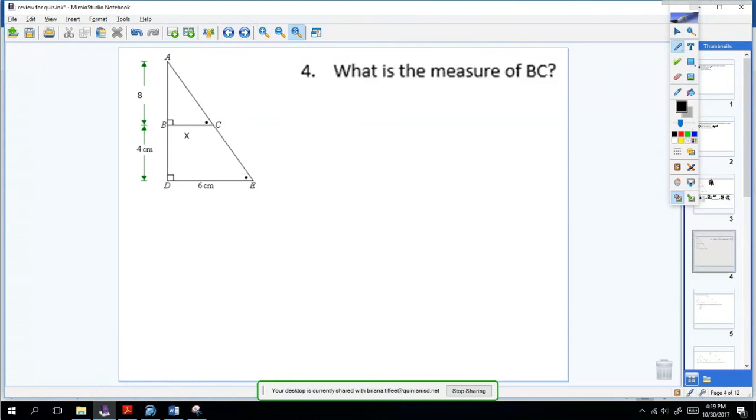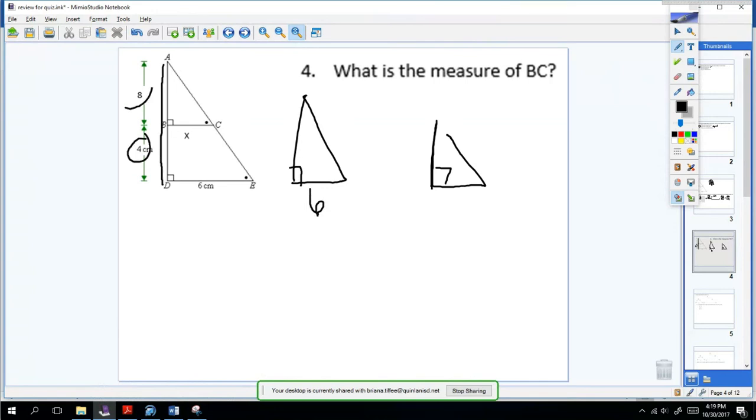Okay, 4, what's the measure of BC? So I'm going to draw 2 triangles to be able to break it up. So I got one big one, and then you got one small one. So the big one has a base of 6 and a height of, well, I don't know the height of the entire thing. So I have to do 4 plus 8, which is 12. So then I don't know the base of this guy, but I do know the height's 8.